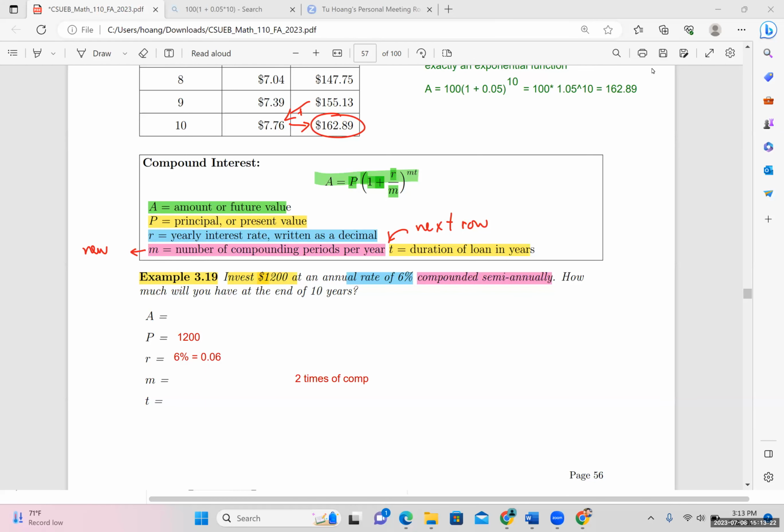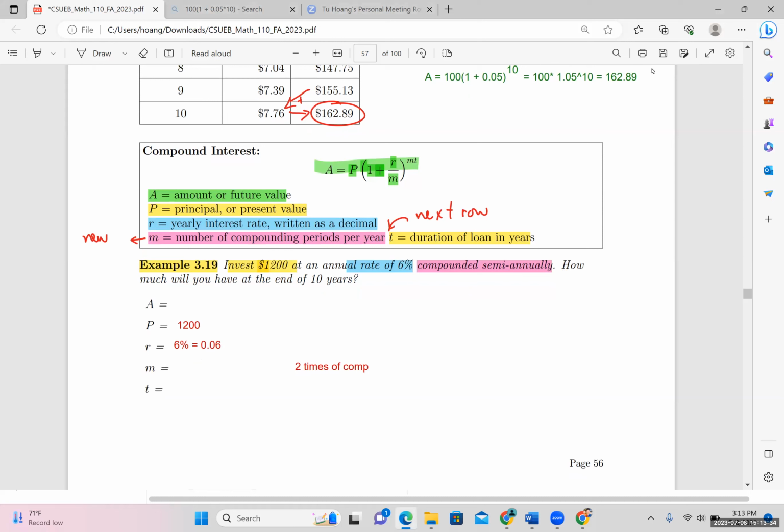Okay, I come back with 3.4 because last time my internet connection was disconnected. So let's come back with example 3.19.